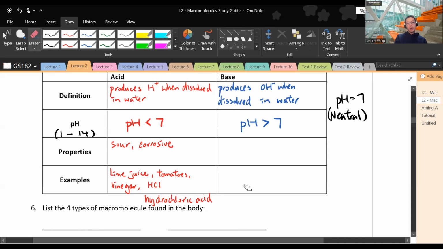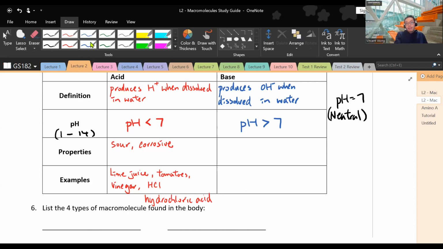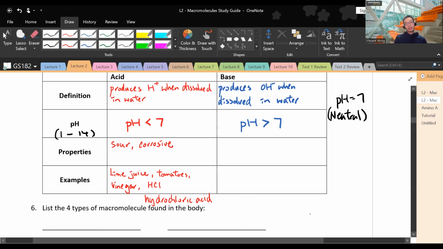There you go. Base. Anything? Again, in your home. Soap. That's right. Soap is pretty basic. Toothpaste. Yes, toothpaste. It's interesting. Or any kind of bleach. Yeah, bleach. Right. Very good. All these things are basic.